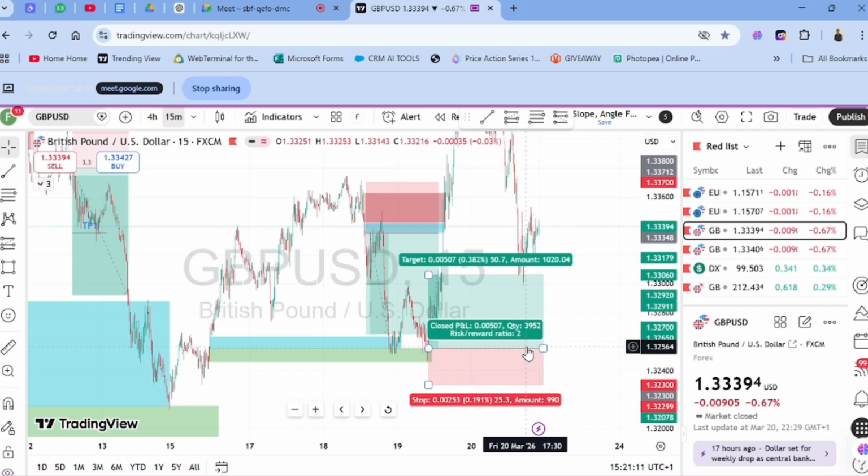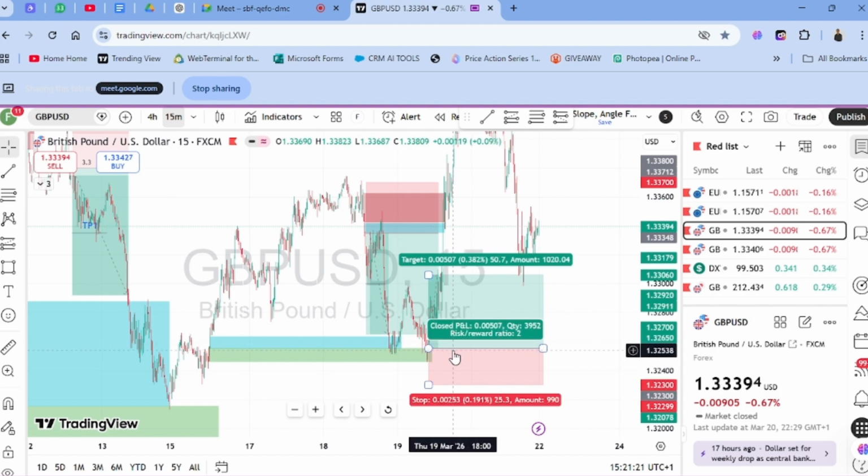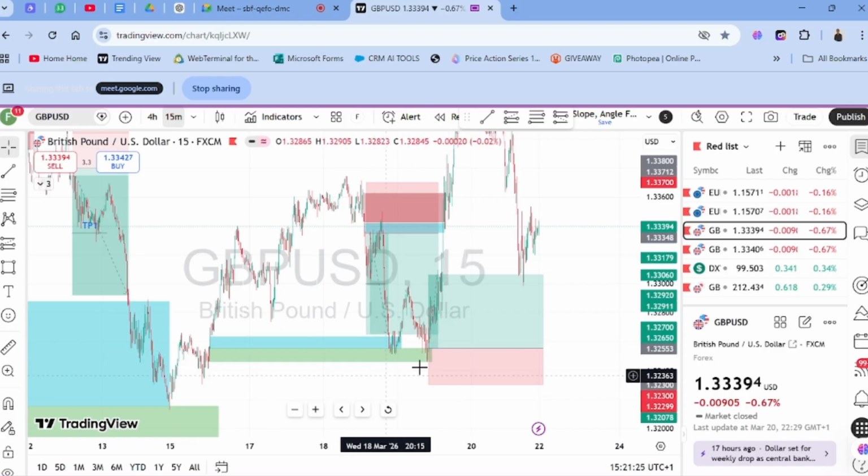Do you get it? If you're minusing it, 1.32, this is 300. That's 25 pips. Are you getting me? That's 25 pips. How do I calculate it? From 1.3255 minus 1.320, that's 25 pips. You know how to count pips. You don't count the last number. Don't count the 4 at the end.